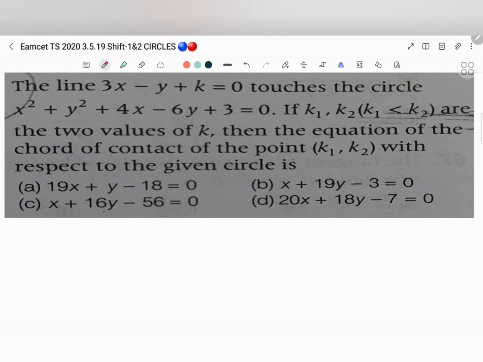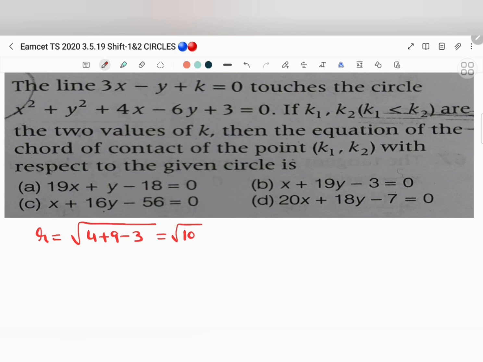The line 3x minus y plus k equal to 0 touches the circle. So line touching the circle means the condition r is equal to d. This is the circle equation: x square plus y square plus 4x minus 6y plus 3 equal to 0. So the radius is equal to root of 4 plus 9 minus 3, so root 10. Okay, radius we got it.